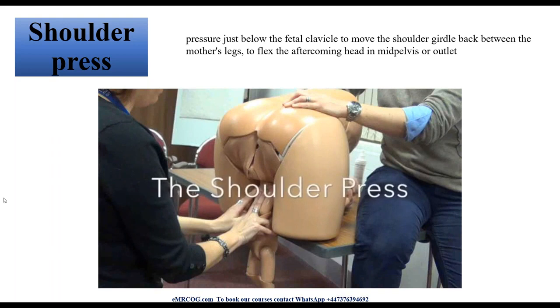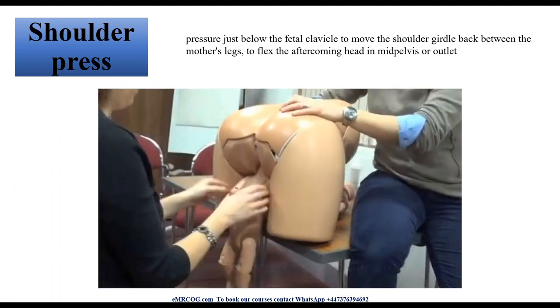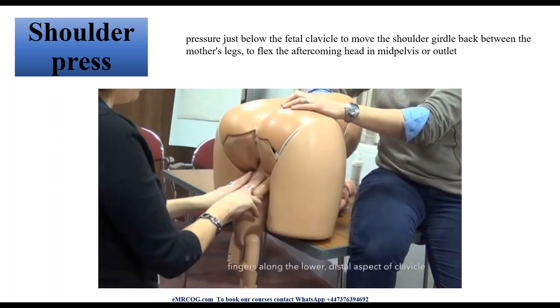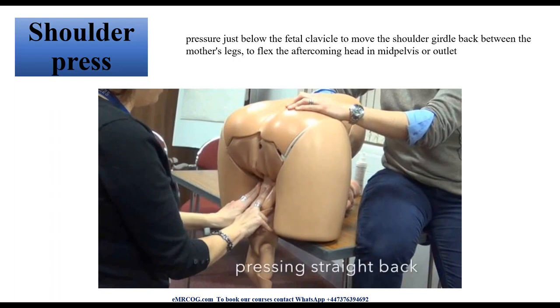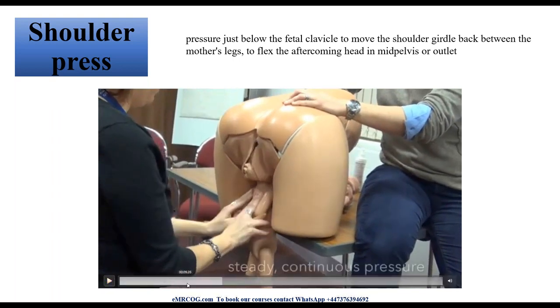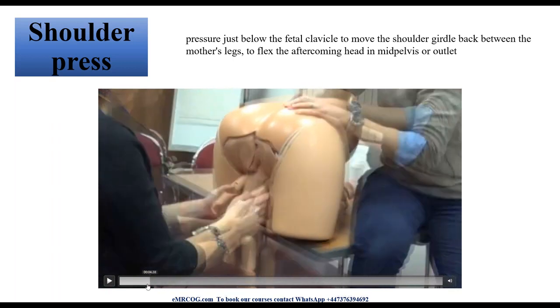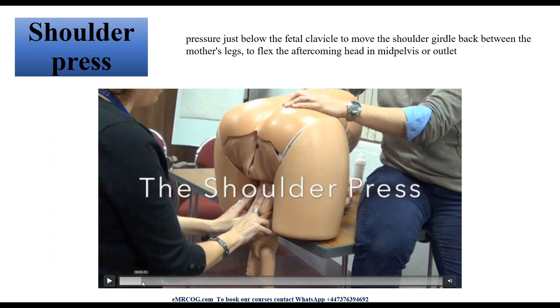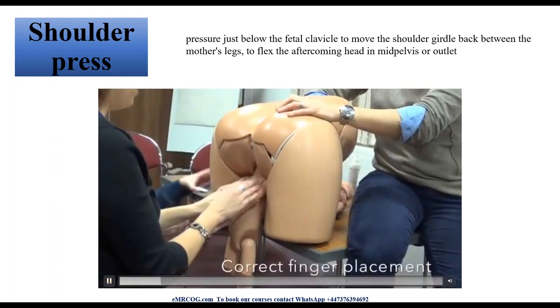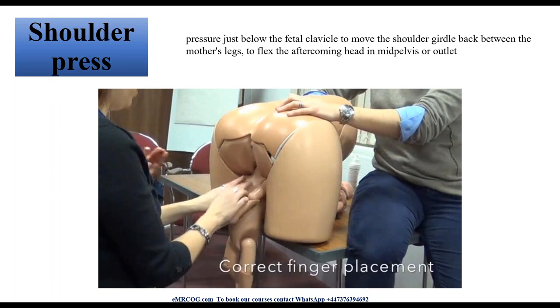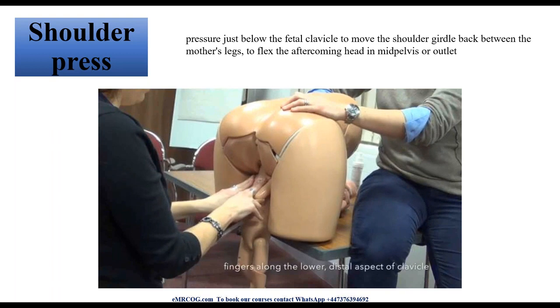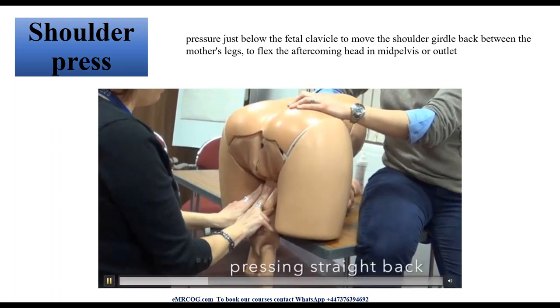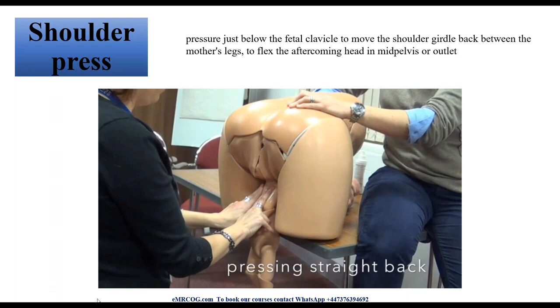Can you hear the voice of the video? Okay, so this is a very quick video and I'm going to explain it to you guys. So number one for the shoulder press is, as you can see, correct finger placement, how to place your finger correctly on the baby's back below the clavicle. Then you press straight back.